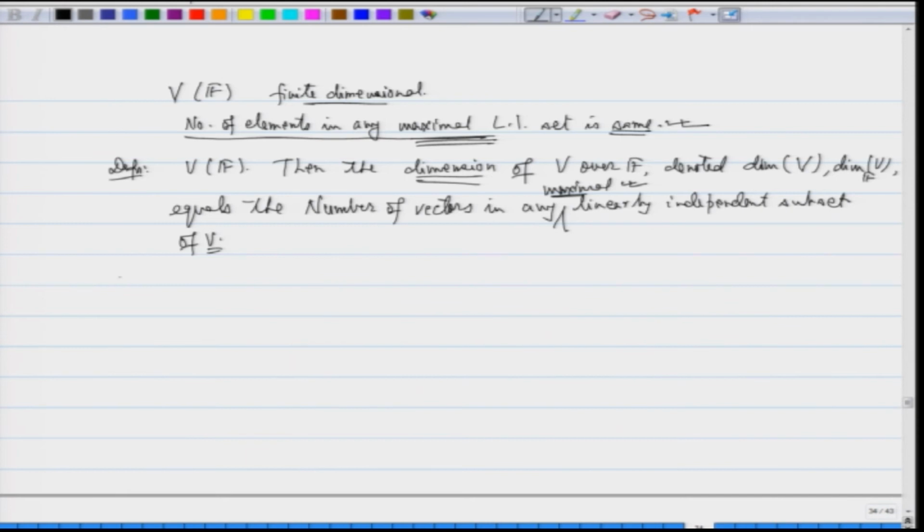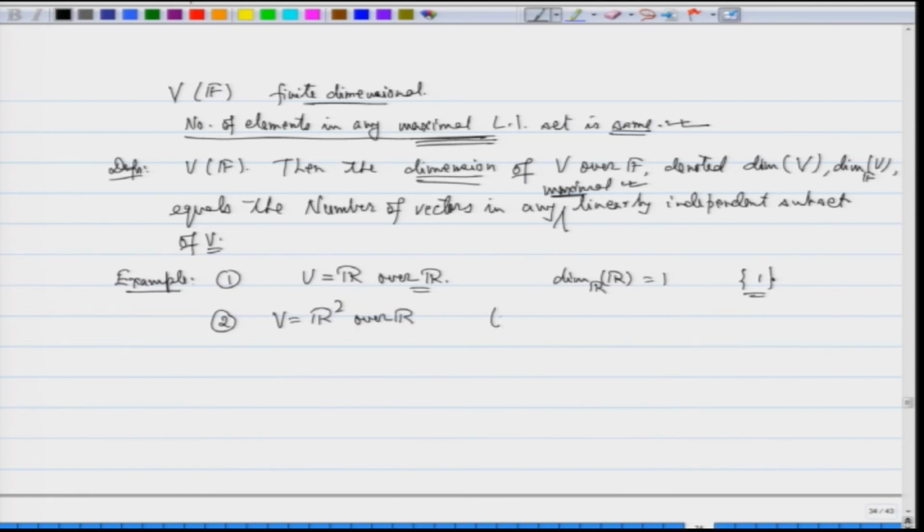Fine. So, example 1. If I look at, say, the vector space V as R over R itself, then the dimension of this over R is 1, because any scalar, say 1, is a maximal linearly independent set and it generates. If I take V as R2 over R, then E1 and E2, these two are linearly independent, and I cannot get bigger than that. If I want to add anything extra, I will have a problem, and therefore the dimension of R2 over R is 2. I cannot add any extra vector, they will become linearly dependent, all right.